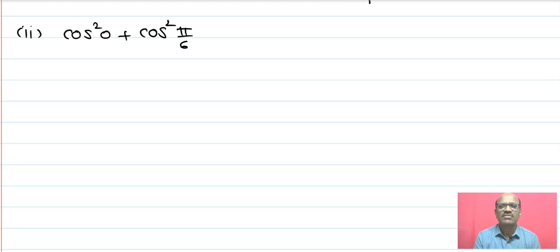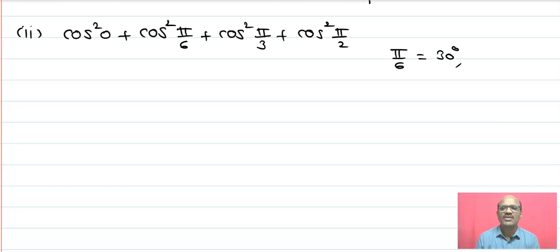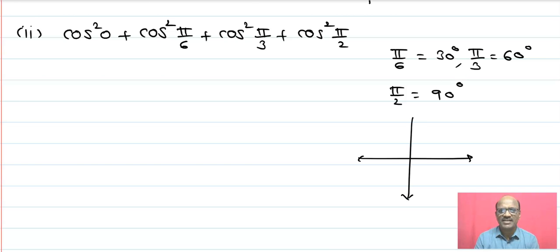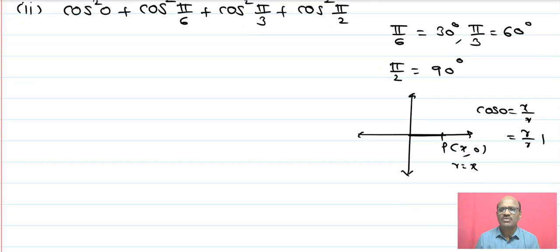Now, next is cos square 0 plus cos square pi by 6, cos square pi by 3 and cos square pi by 2. Here I am repeating: cos of pi by 6 means 30, because you are from the 10th standard. In 10th standard, you have only the values 30, 60, 90, but here pi comes. That's why I wrote that pi by 6 means 180 upon 6, that is 30; 180 upon 3 means 60; and 180 upon 2 means 90.